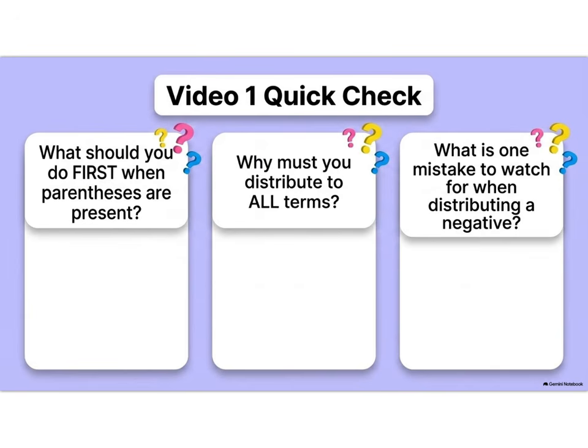At the end of this video, it asks you for a summary review, and I just want you to answer these 3 questions. 1 sentence per question is enough. So, what should you do first when parentheses are present in your equation? Why must you distribute to all terms in the parentheses? And then, what is one mistake to watch for when distributing a negative? So, again, 1 sentence per question is enough at the end of this review summary for this video.